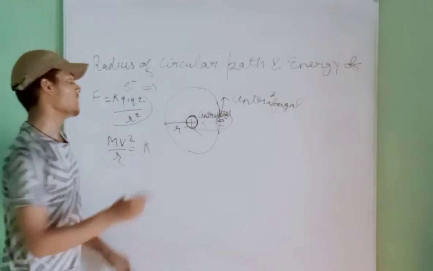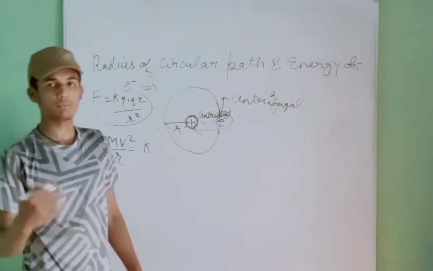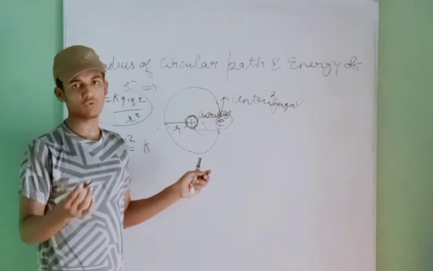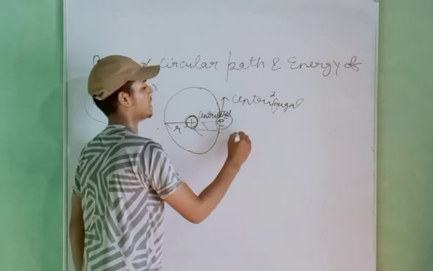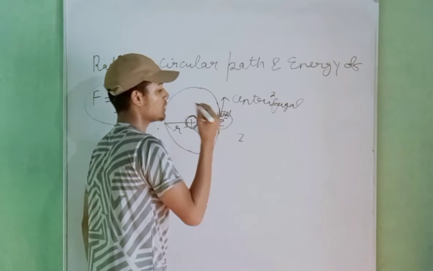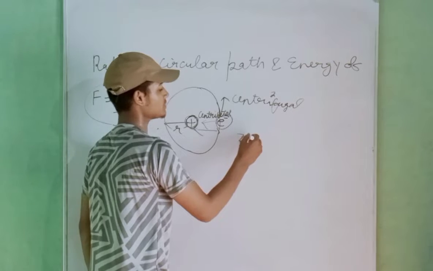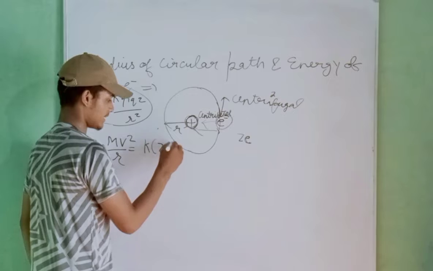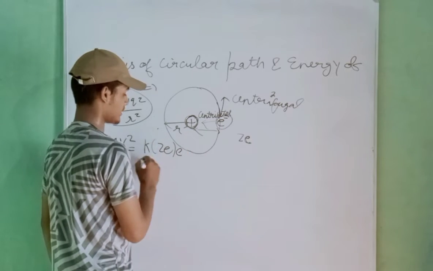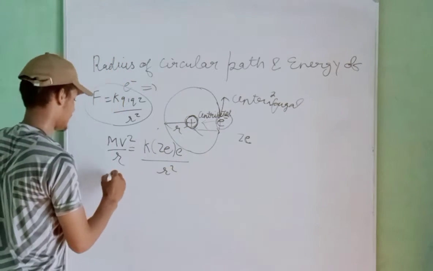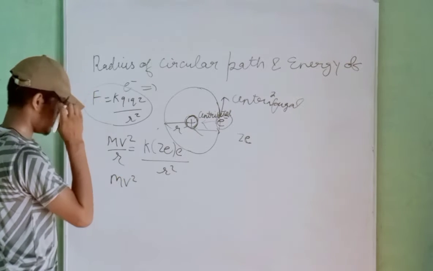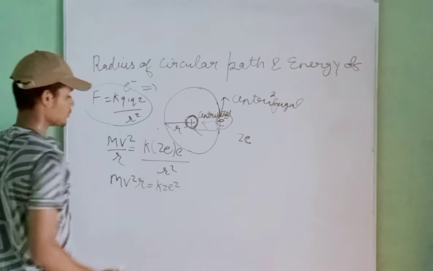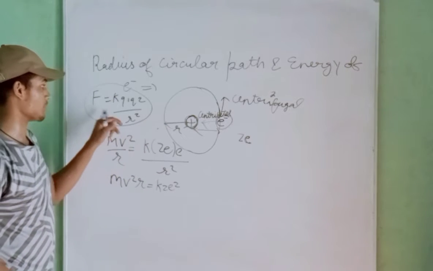What is the charge on the nucleus? We know that the number of protons is equal to the atomic number of any atom. So here we denote the atomic number as Z, and the charge of a proton is e, because the charges of electron and proton are the same. So we take Ze, and the charge of the electron is also e, and the distance is r square. Then mv square upon r is equal to k Ze square upon r square. From here we can write the formula for the radius of the circular path.